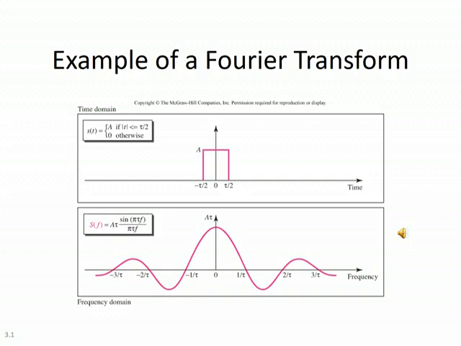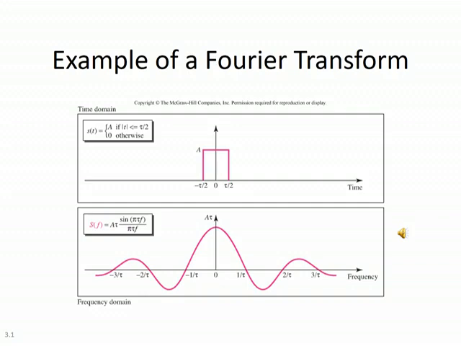In the first diagram you see the time domain representation, the square waveform in the time domain. The equation is also given as equal to A when t is less than tau over 2, and 0 otherwise. So this is a time domain representation, and time domain representations can be converted to the frequency domain. In the first diagram the horizontal axis is time, but in the second diagram the horizontal axis is frequency.